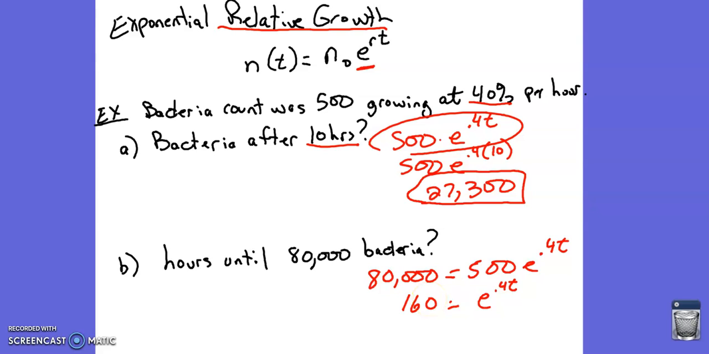And then you're going to ln. Remember how to get rid of an e? You're going to ln both sides. So literally we're going to have ln of 160 equals 0.4t, which means t is approximately 12.68, and again, that's how many hours approximately, so 12.7 hours.